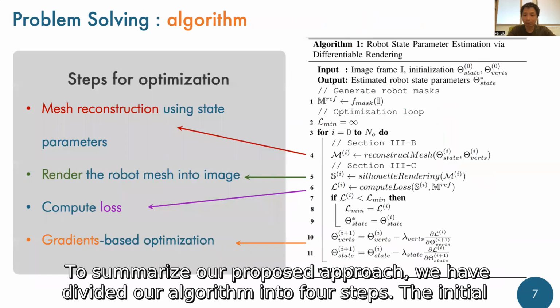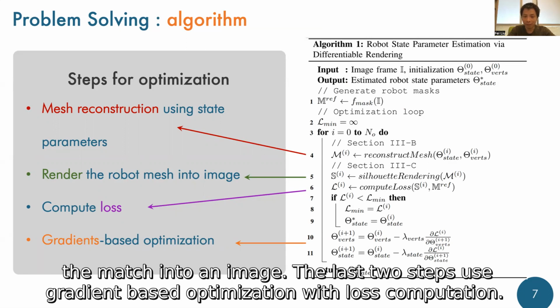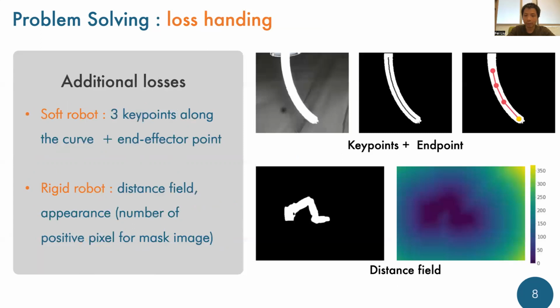To summarize our proposed approach, we have divided our algorithm into 4 steps. The initial step involves mesh reconstruction using the given robot state parameters, followed by rendering the mesh into an image. The last 2 steps use gradient-based optimization with loss computation.